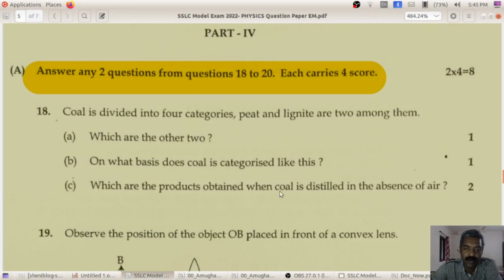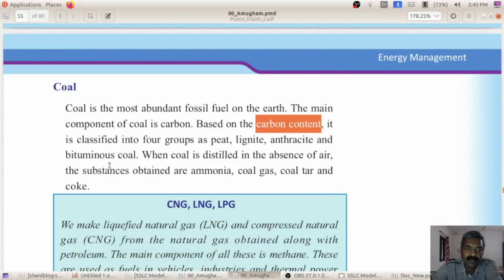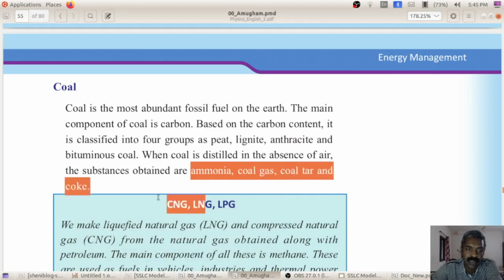Which are the products obtained when coal is distilled in the absence of air? In the absence of air, the substances obtained are ammonia, coal gas, coal tar and coke.